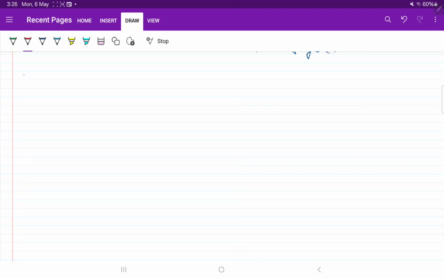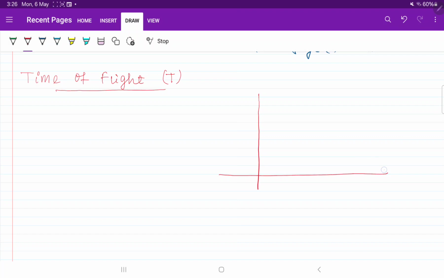First we are going to derive the equation of time of flight, which is denoted as capital T. So again we have to draw a projectile for simple understanding.